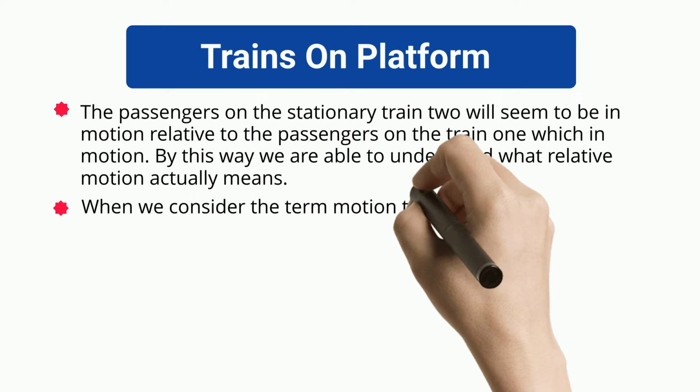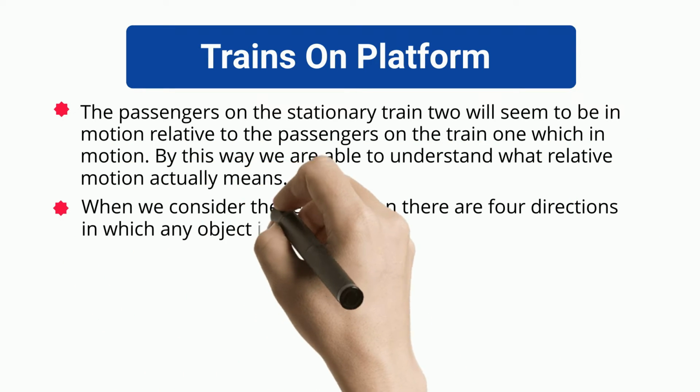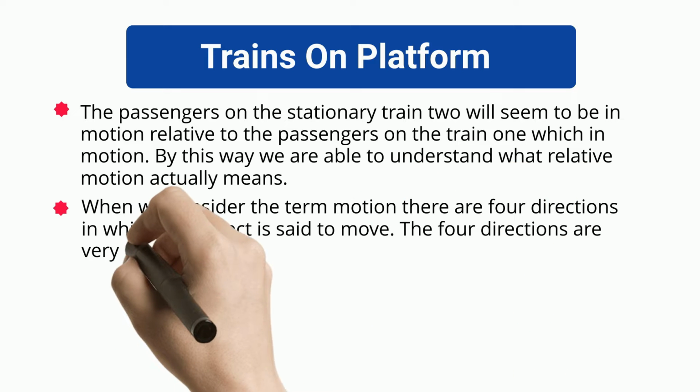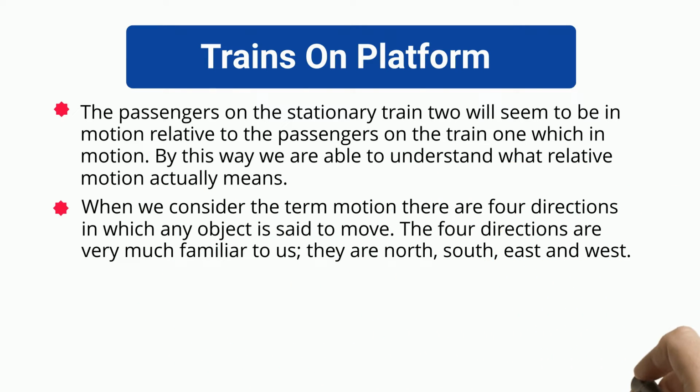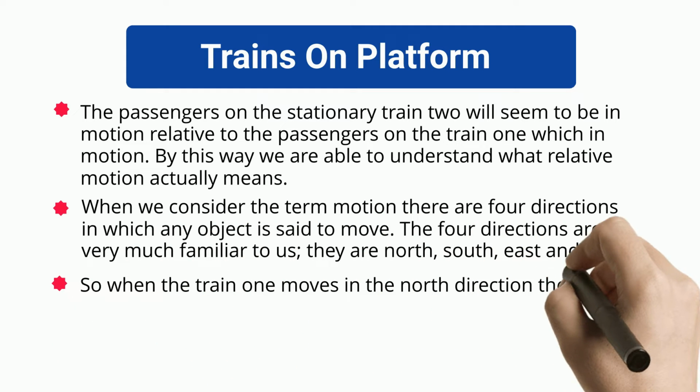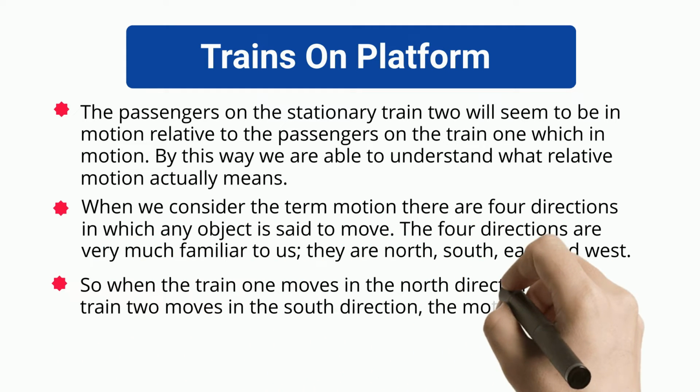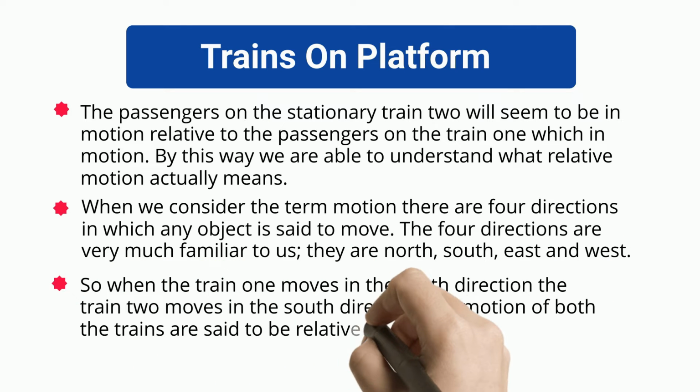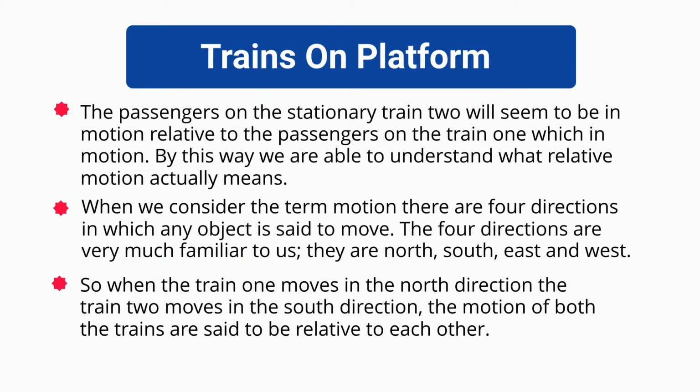When we consider the term motion, there are 4 directions in which any object is said to move. The 4 directions are very much familiar to us. They are north, south, east and west. So when train 1 moves in the north direction, and train 2 moves in the south direction, the motions of both the trains are said to be relative to each other.